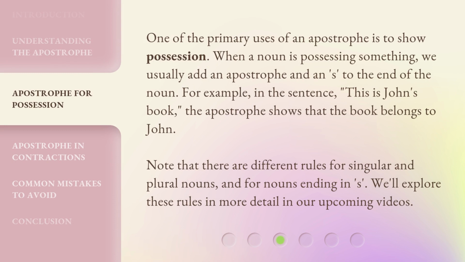One of the primary uses of an apostrophe is to show possession. When a noun is possessing something, we usually add an apostrophe and an s to the end of the noun. For example, in the sentence, "This is John's book," the apostrophe shows that the book belongs to John. Note that there are different rules for singular and plural nouns, and for nouns ending in s. We'll explore these rules in more detail in our upcoming videos.